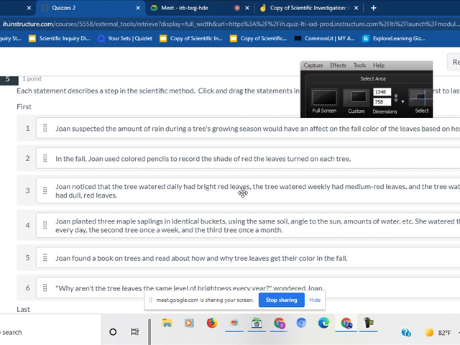Joan noticed, the third one, that the trees watered daily had bright leaves. And doesn't that sound like analysis? Like looking and noticing what's happening? Oh yeah, recording information. Well, that would be looking at the data and noticing things. Oh, analysis. Right, that would be analysis. So that would come after too, right? Mm-hmm. After she used colored pencils to fill in, then she would look at it for analysis.